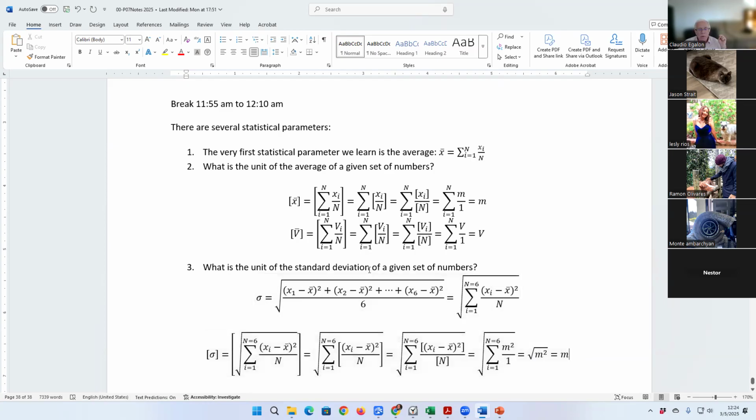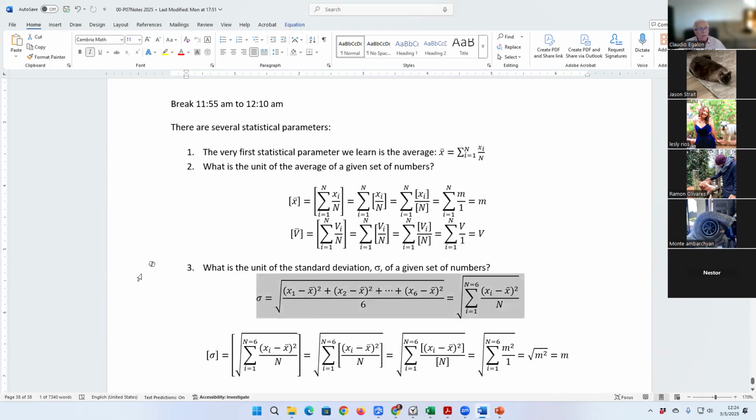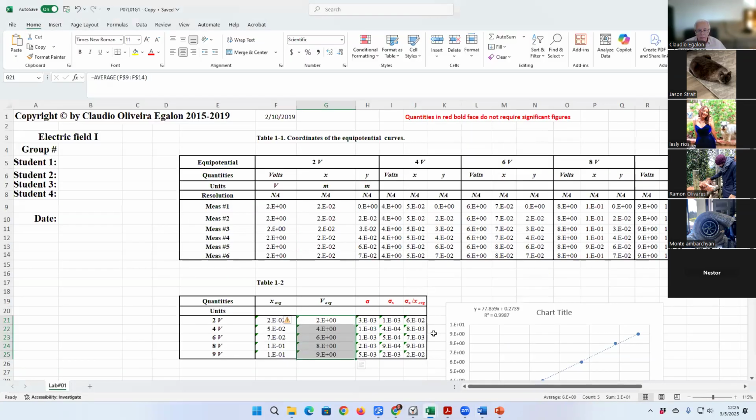Okay? Standard deviation, by the way, is represented by the Greek letter sigma. This symbol that you see there is the Greek letter sigma. So you have the unit for this one now. Now you do the same for the other two, okay? I'm not going to give you the final result, but you can figure that out by yourself.